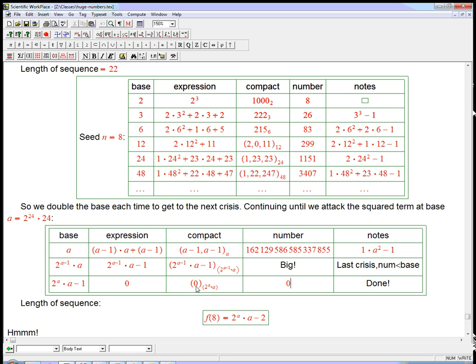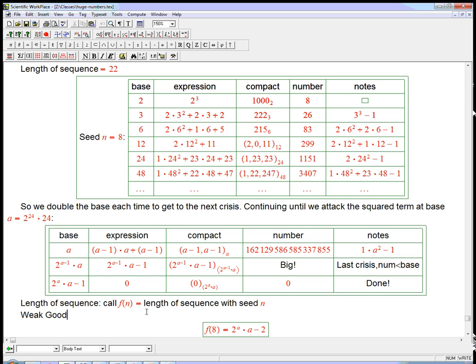Okay. So let's look at the length of the sequence. I'm going to call f of n, without any subscript, it's not one of the fast-growing functions yet. f of n is supposed to equal the length of the sequence with seed n. And this is called the weak Goodstein function. So secretly, what we're mostly interested in this sequence for is to create this function.